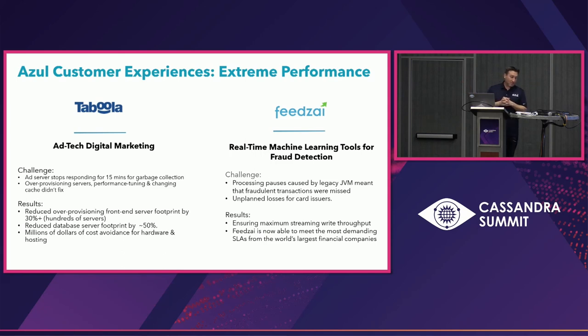And so after they put in Prime, they were able to reduce their server infrastructure by 30%, which was huge, and their database footprint by almost 50%. So it's a great use case that we like to talk about. Feedzai also had a similar issue with legacy JVM.